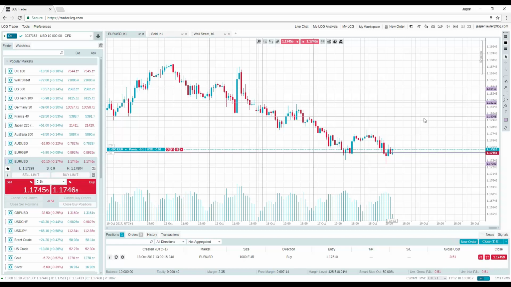So first think about the number of points, then you think about how much money is in your account, and you think how much of your money you are prepared to risk, and from there you decide on the size of the contract that you want to trade.